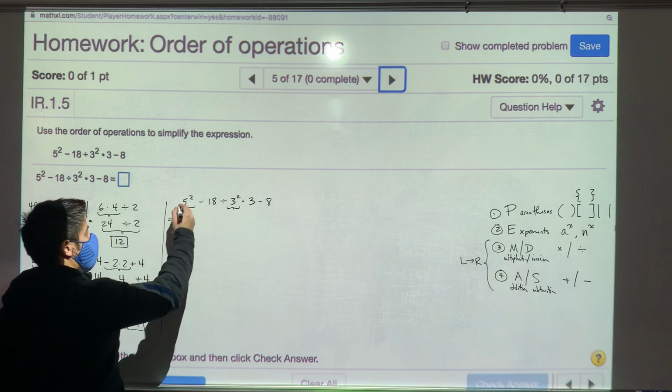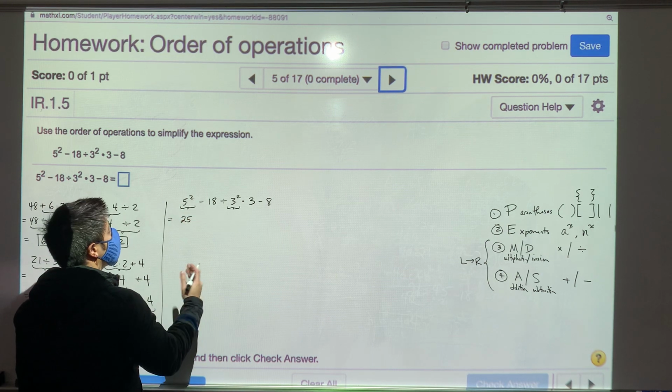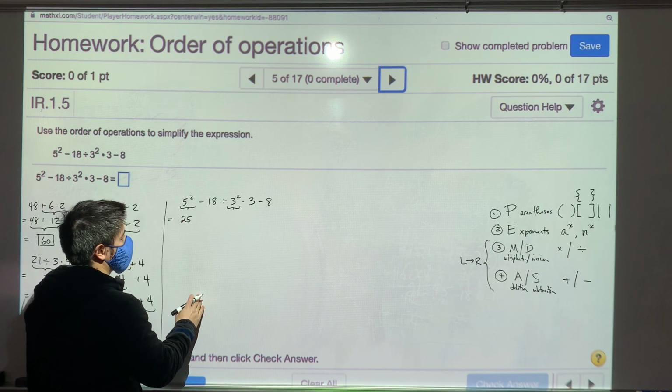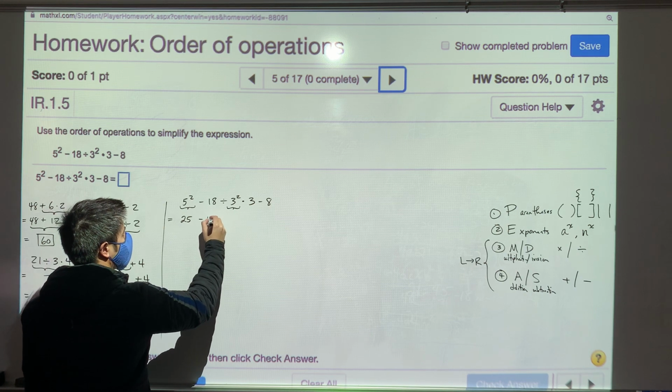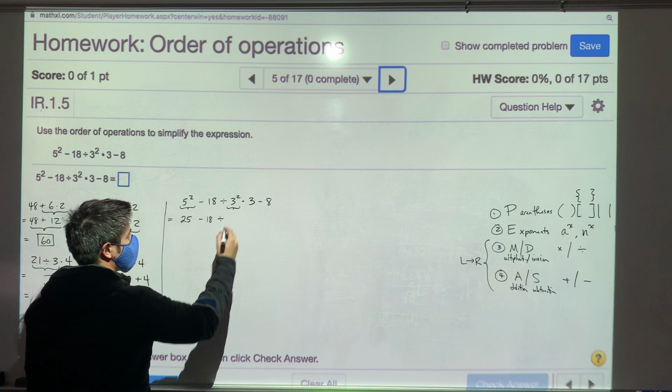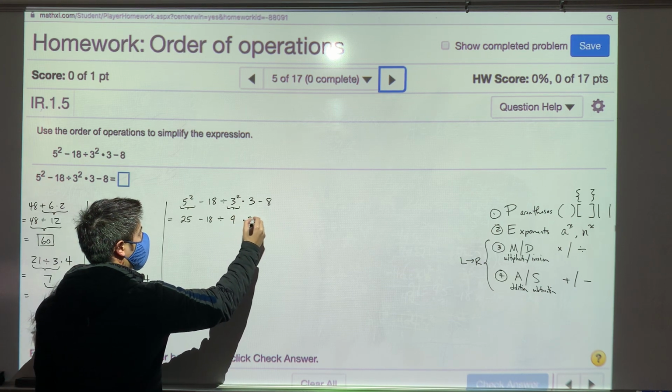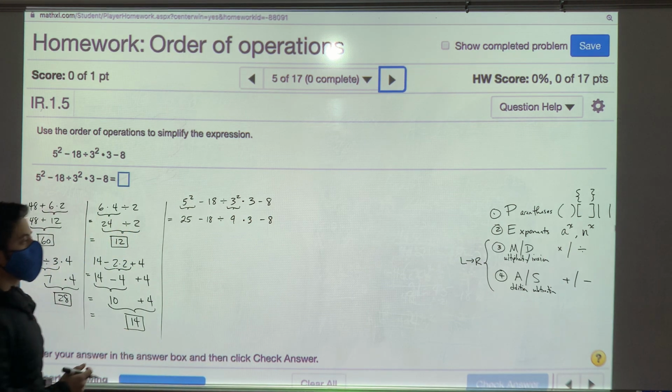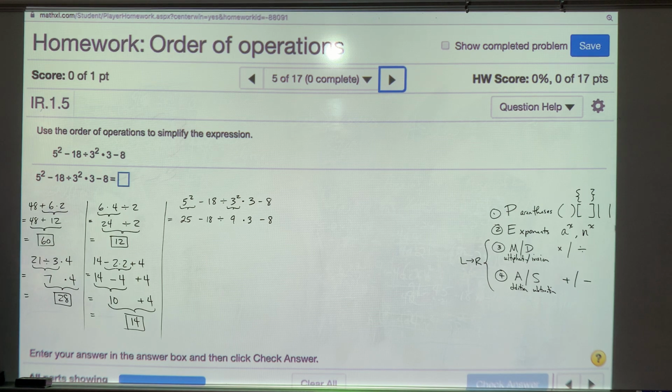Let's take a look. 5 squared, 25. You have to know your times tables or it's going to be tough. Minus 18 divided by, well, the next one. 3 squared is 9. Times 3 minus 8. So in my first line of work, I have addressed all the exponents in the problem.